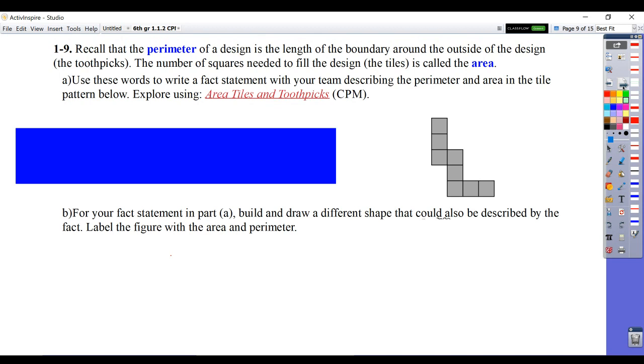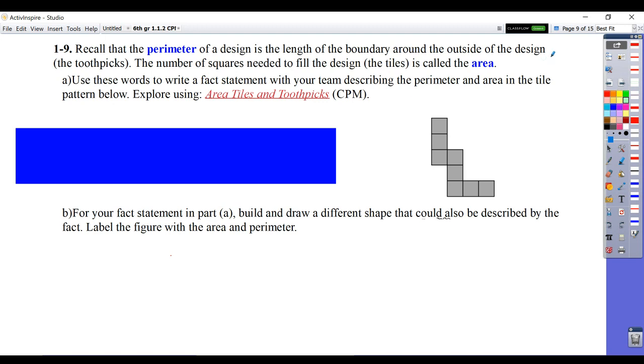Then for 1-9, they remind you that the perimeter of a design is the length of the boundary around the outside of the design. In other words, the toothpicks. So the number of toothpicks is equivalent to the idea of perimeter, and the number of squares needed to fill the design is equivalent to the area. So the number of tiles is equivalent to area.